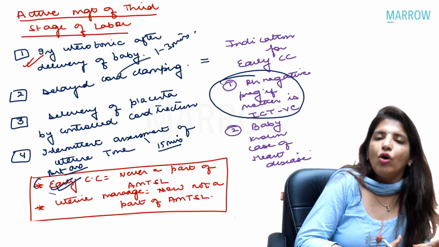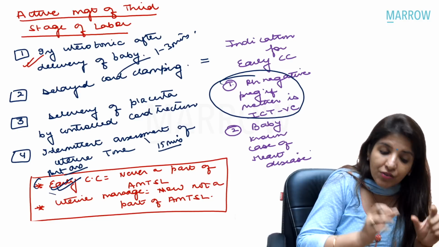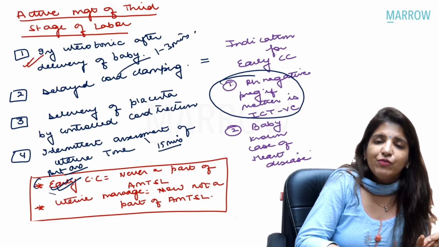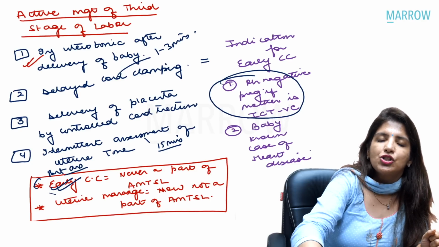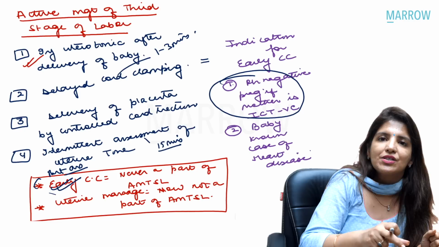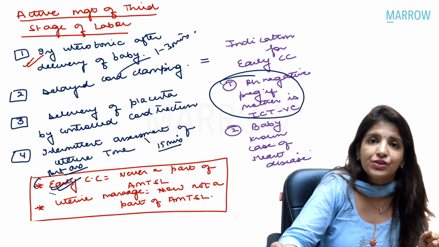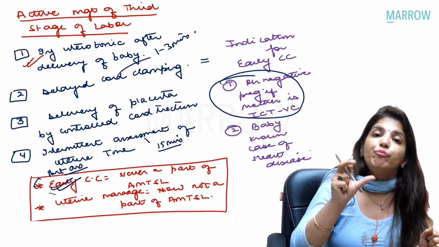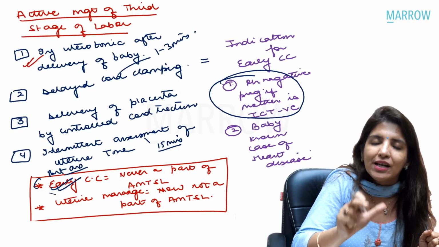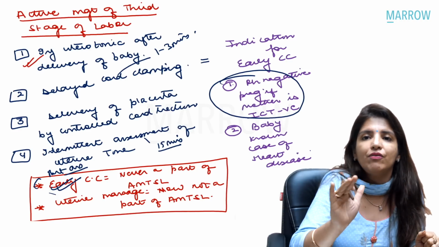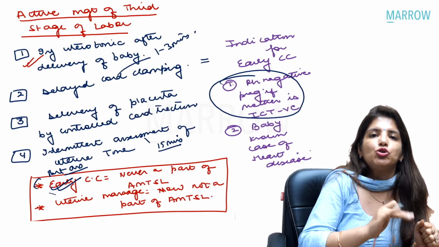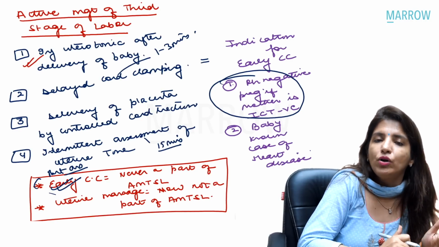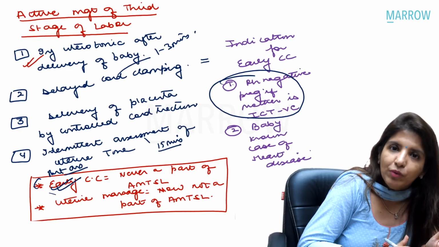Now, in case of uterotonics, please remember, read your options very carefully. If they say all of the following are part of active management of third stage of labor except, and in the options it is given oxytocin IV bolus. So, is oxytocin IV bolus given as a part of AMTSL? Oxytocin is never given as IV bolus, right? Because it will lead to bradycardia and hypotension. Clear to all of you?